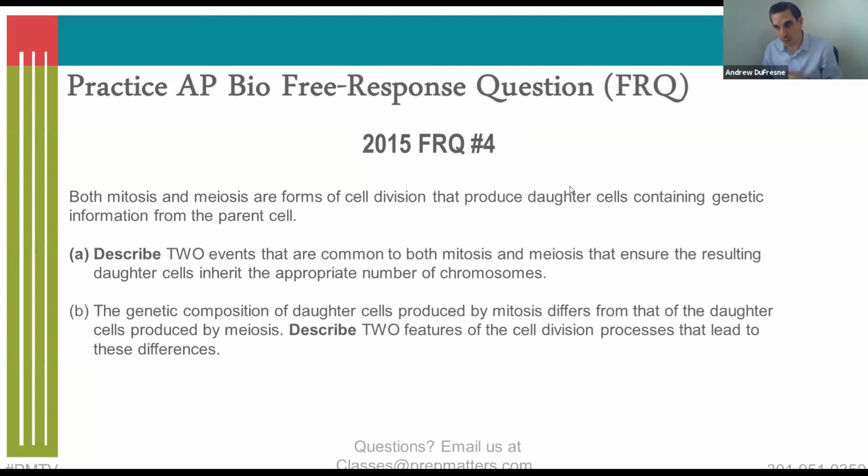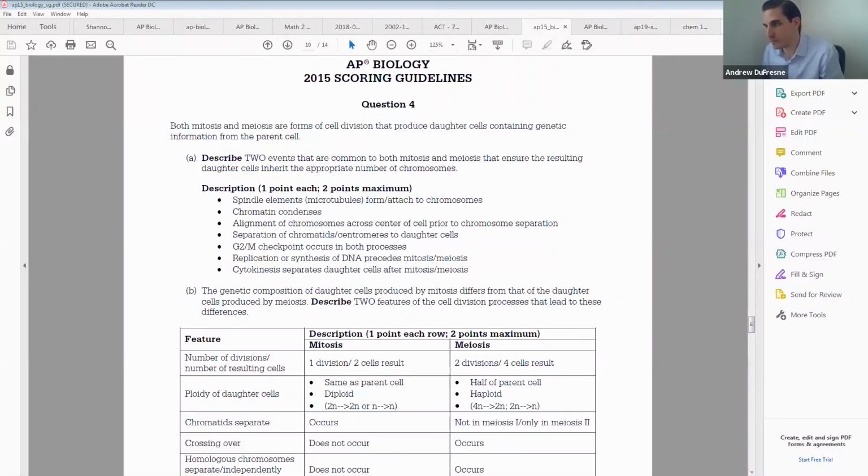Okay, so what do we need to get our full points on this question? That is because I am now sharing this. Okay, so describe 2 events that are common to both mitosis and meiosis that ensure the resulting daughter cells inherit the appropriate number of chromosomes. There are many options here. You can only get 2 points. So that would be why I'm doing the larger cursory review.